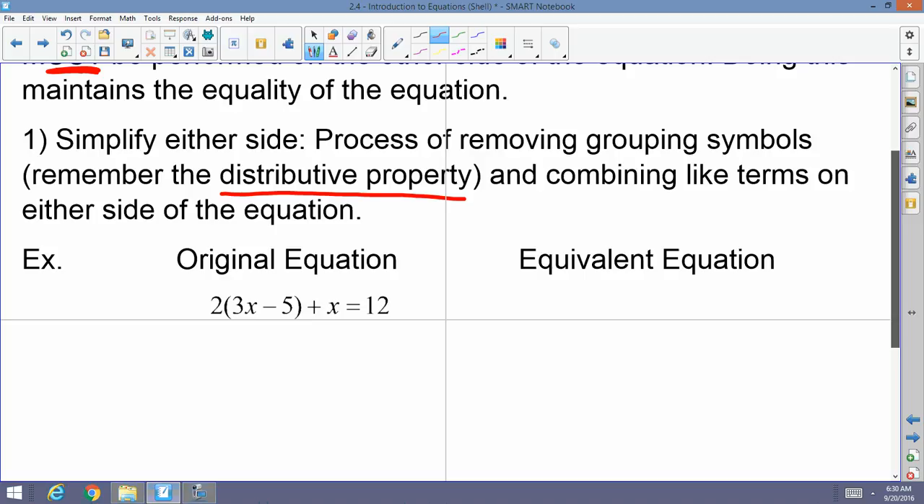So in this particular example, I have an original equation here of 2 times parentheses 3x minus 5 close parentheses plus x equals 12. Well, I'm going to use the distributive property.